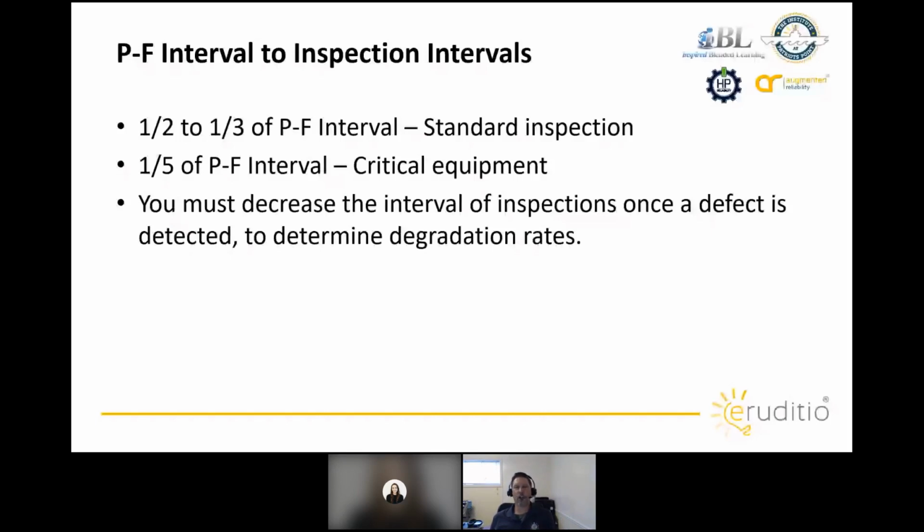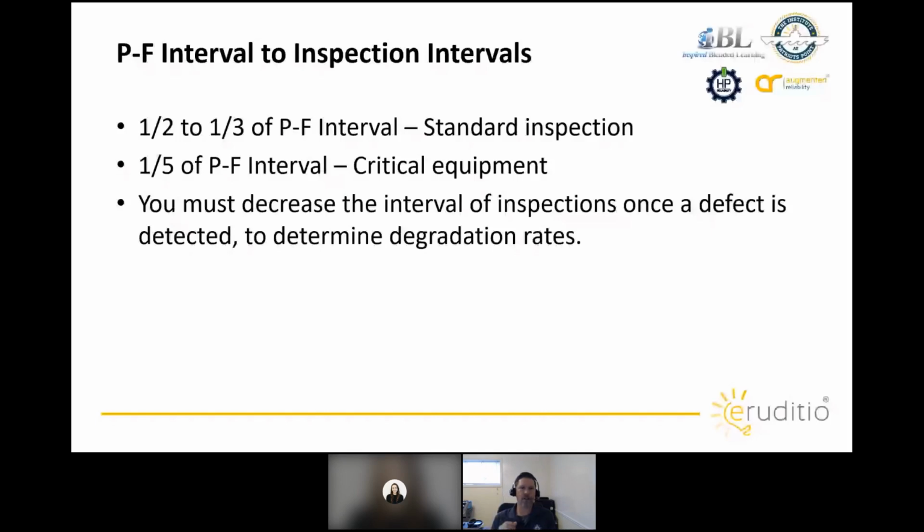Right, these are starting points. As we collect data, as we better understand what's going on with our assets, how they're performing, how they're failing, we're going to optimize these over time. But as a starting point, you can use that experience to determine what that PF interval is based on the failure mode and the method you're using to detect, and then use these rules of thumb to set how often we should inspect.